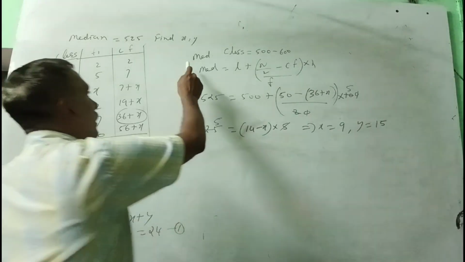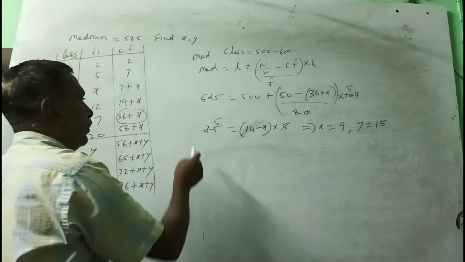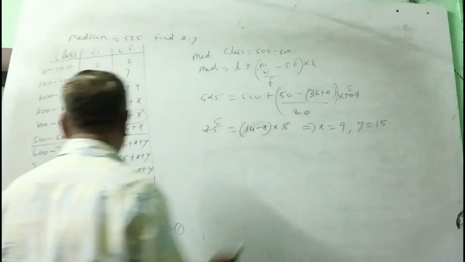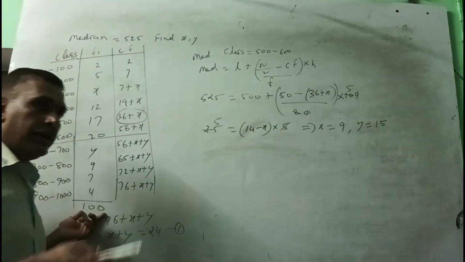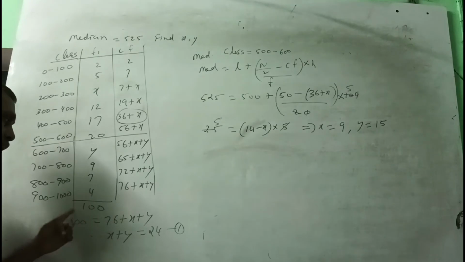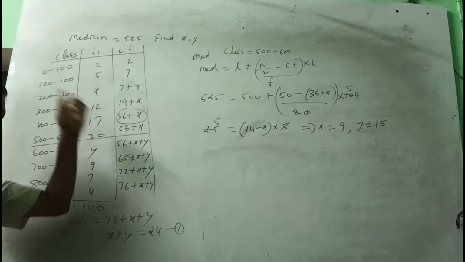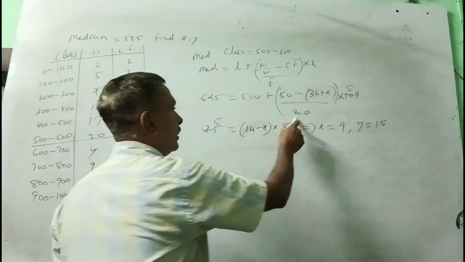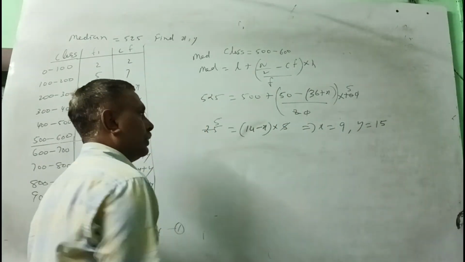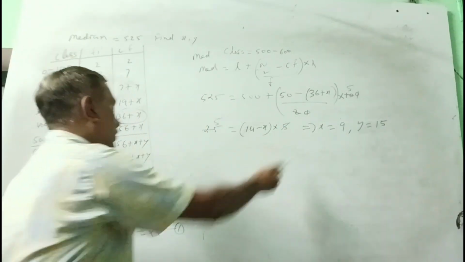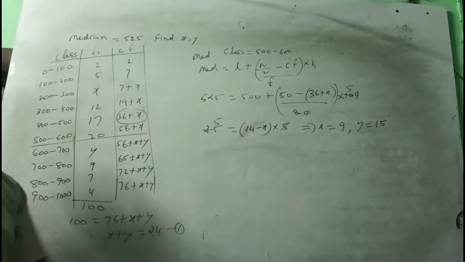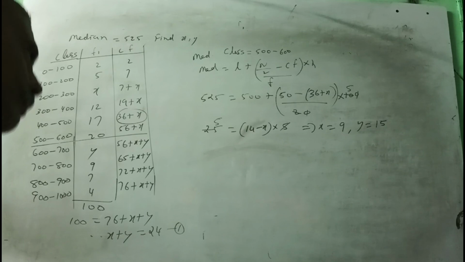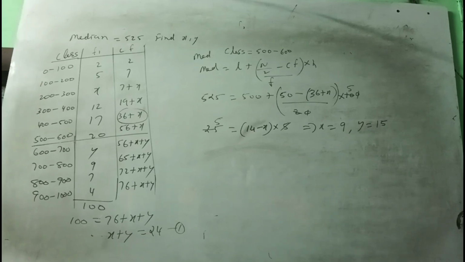When I am using the median formula in the median class, 525 equals 500, which is the lower limit, plus N by 2. N is the total frequency, 100, already given, either given in the question or given at the end of this. If it is not given here, it will be given in the question. So simplifying, you will get x as 9. Using that x equal to 9 here, you will get y is equal to 15. A similar type of question we may do with the mode also.